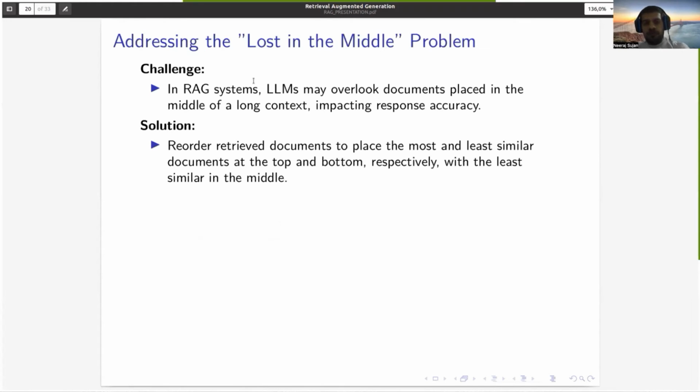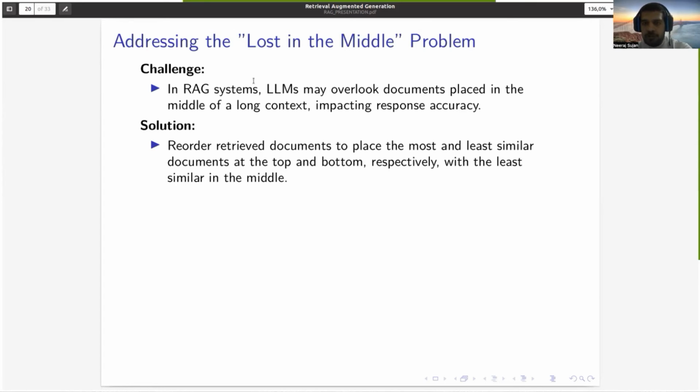Now I want to talk about one of the challenges I have faced building systems, and there's also a research paper on this topic. It's called the lost in the middle problem. So let's say you retrieve a big text, and the system usually suffers because it has been found through experimentation that the most relevant information is usually at the top of the text or at the bottom of the text, and not in the middle. So anything that's in the middle gets lost.